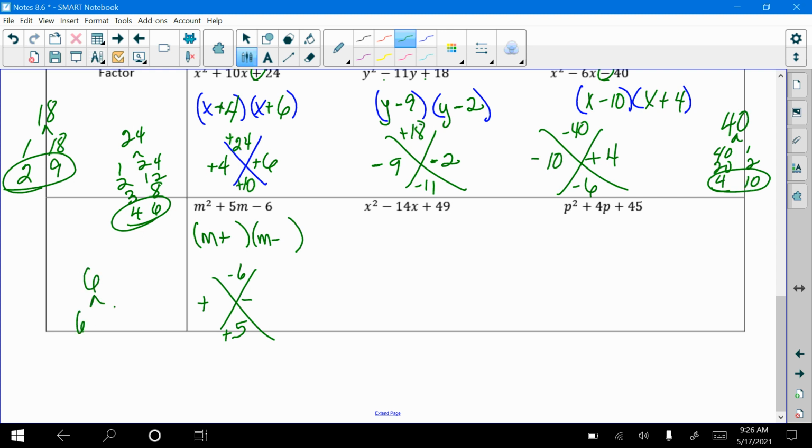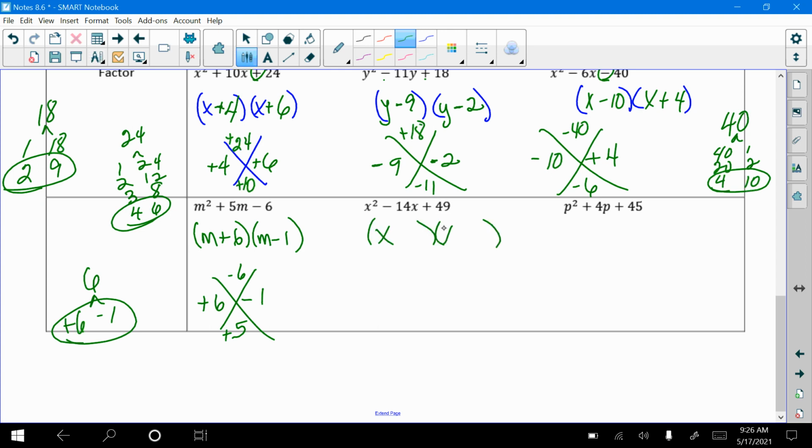6 breaks down to 6 and 1. There's the difference of 5. Bigger one has to be positive. So positive 6, minus 1. And then my middle terms, my insides and my outsides, gives me that positive 5m. The next one.